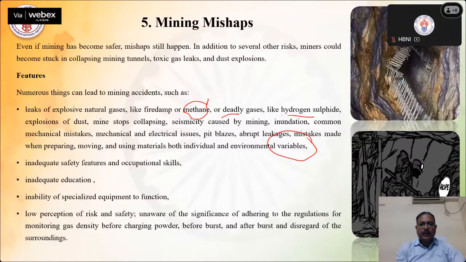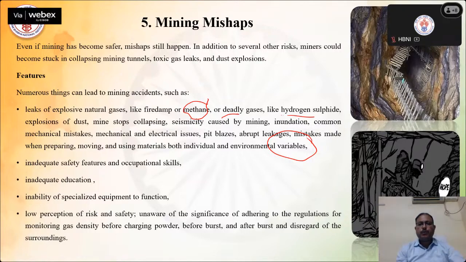Starting from, I have already quoted the leakage of any natural gas, for example methane. There could be n number of gases inside the mines to which the workers, the people over there, can be exposed, and it generally causes a big problem in the mines. So you can see mechanical mistakes, electrical issues, abrupt leakages, mistakes made by humans when preparing and using materials.